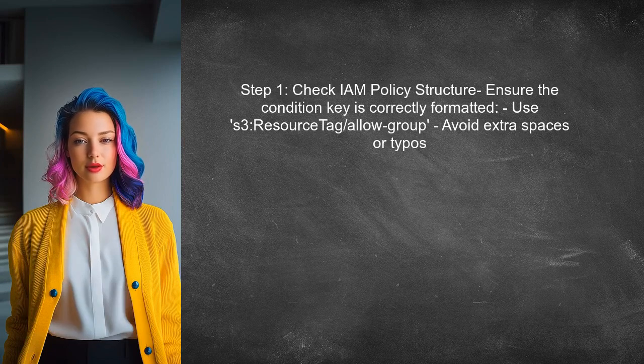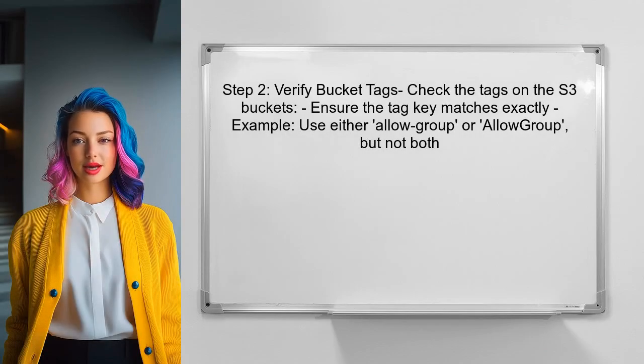The user should ensure that the condition key for tags is correctly formatted. In this case, the correct format is S3 resource tag allow group without any extra spaces. Next, the user should verify that the tags on the S3 buckets are set correctly. The tag key must match exactly, including case sensitivity. The user mentioned having both allow group and allow group tags, which could lead to mismatches.